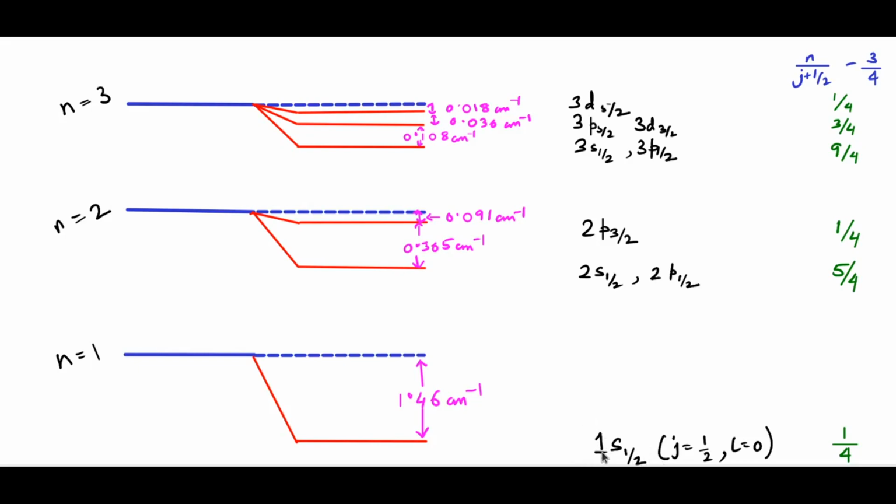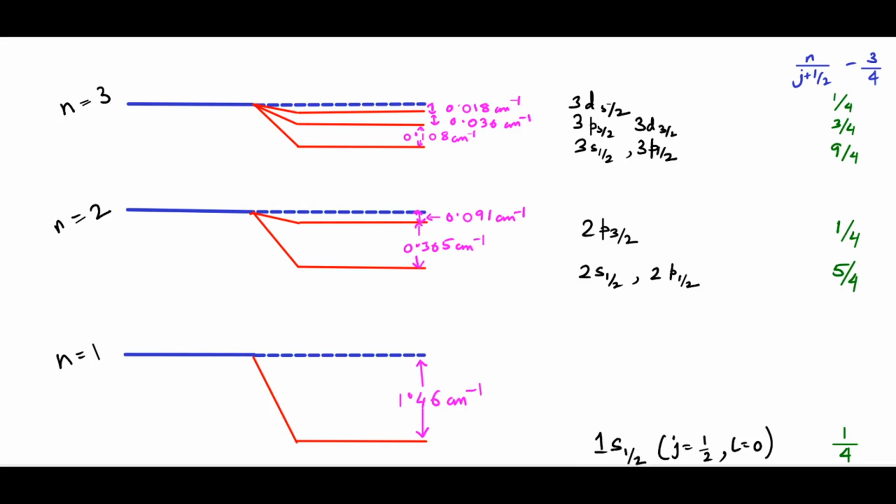I hope all of you know that this 1 here stands for the n, the S or the P or the D, or for higher levels F, stand for the L value, and the quantity that you see written out here is the J value. So 1s half means n equals 1, L equals 0, that's the S, and J equals half.